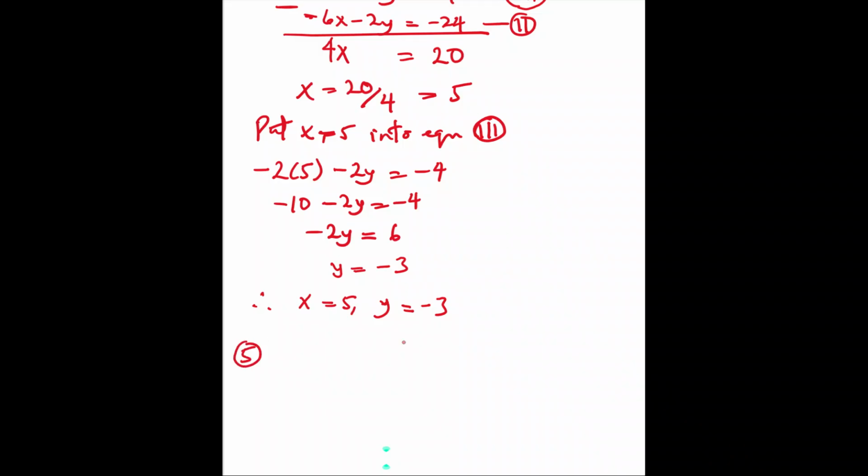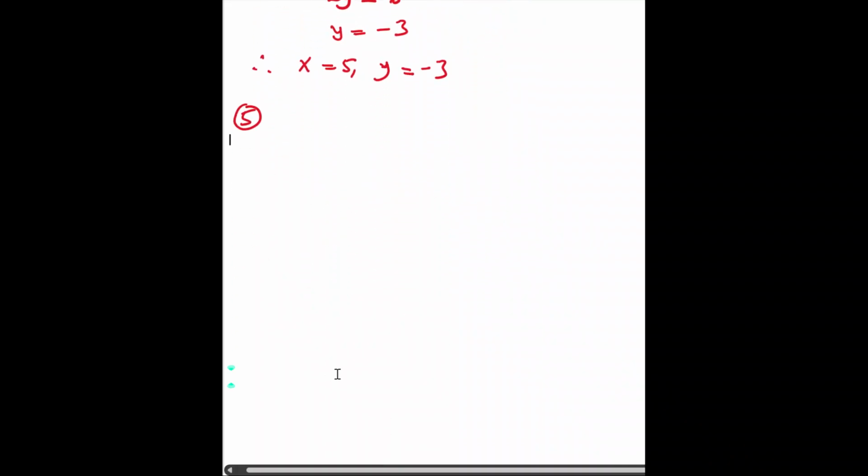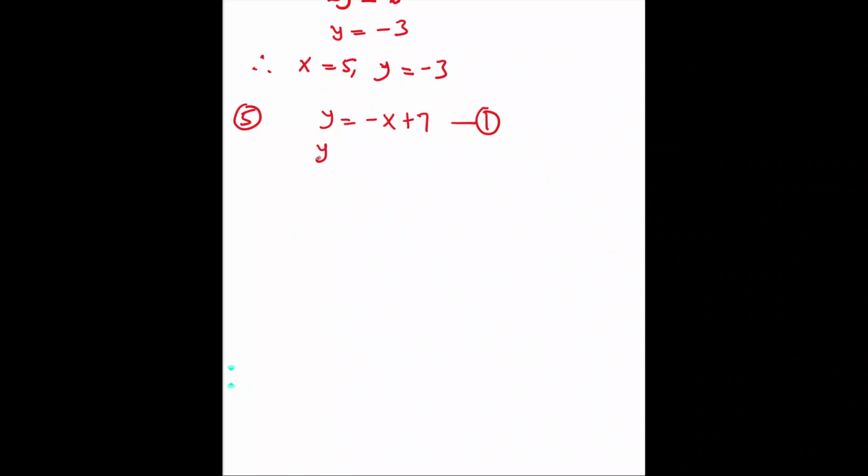Okay, so we have one more example. This will be the last example. That will be 5. So we have y equals minus x plus 7, equation 1, and y equals minus 3x plus 7, equation 2.